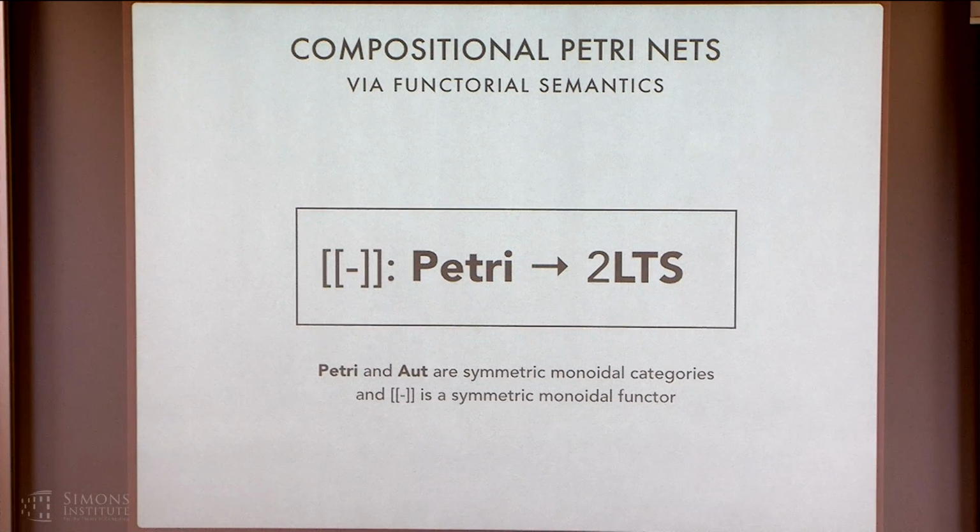Okay, so since we want to stay within this framework of giving symmetric monoidal functors, I'm going to tell you about the two categories involved. Unfortunately, we already had one category called Petri. This one I'm also going to call Petri. So this is going to be our syntax, and this is going to be our semantics. And the fact that this is a symmetric monoidal functor is where all of the action will come in when we do things like divide and conquer and compositional verification.